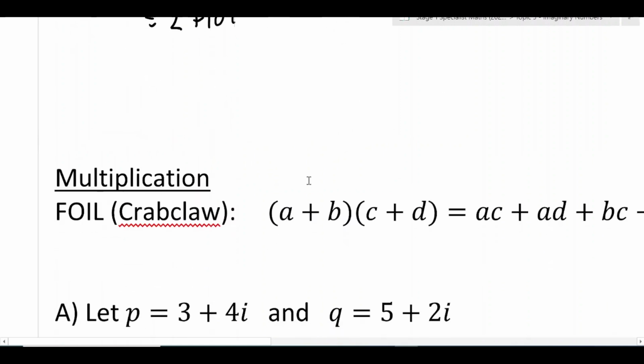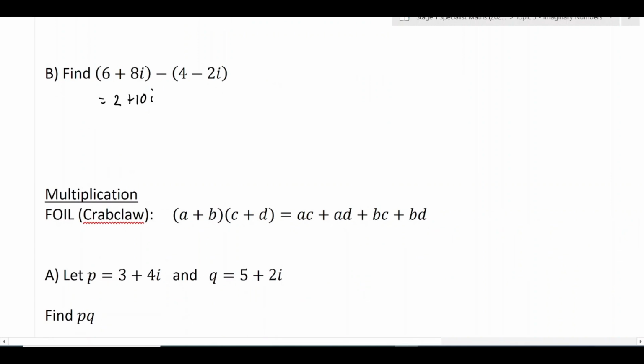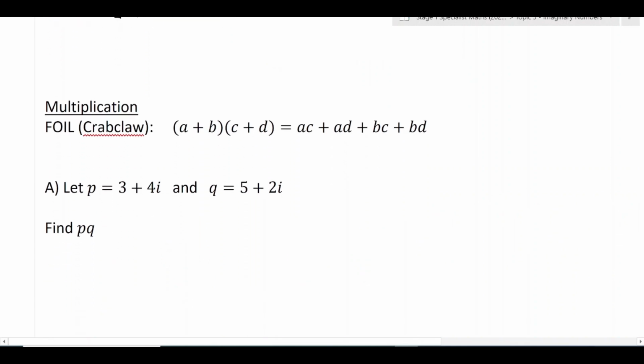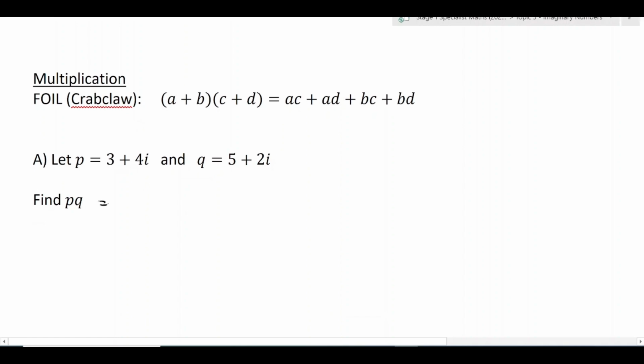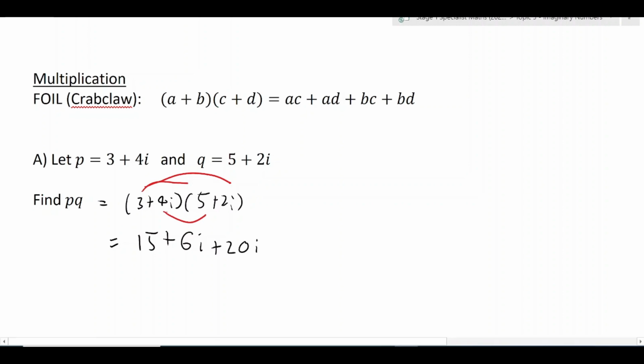All right. Multiplication. It does get a bit trickier, but it's just crab claw for pretty much every question. So if I want to find PQ in this situation, so I'm going to look at 3 plus 4i times 5 plus 2i, and I'm going to crab claw that out. So if I try and do that, I'm going to get 3 and 5, which is going to give me 15. Next, I'm going to get 3 and 2i, so that's plus 6i. Next, I'm going to get 4i and 5, so plus 20i. And next, I'm going to get 4i and 2i, so that is plus 8i squared.